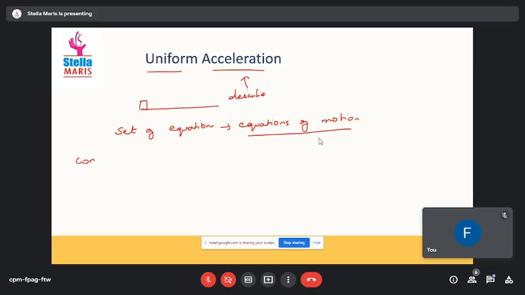Consider a particle moving with uniform acceleration in a straight line.